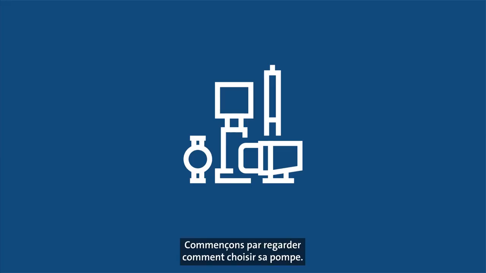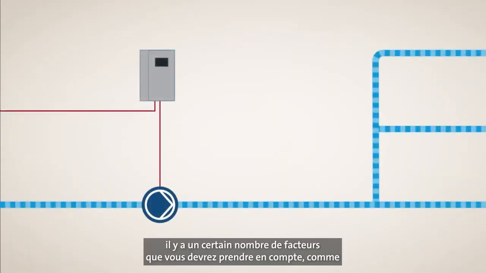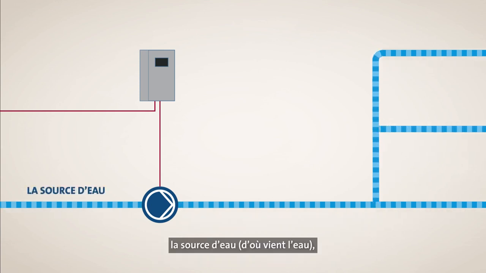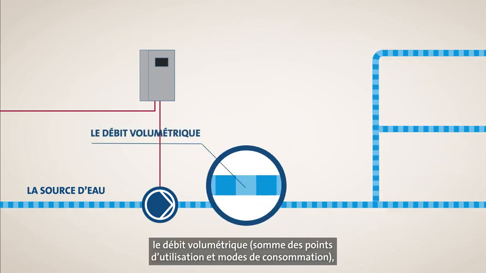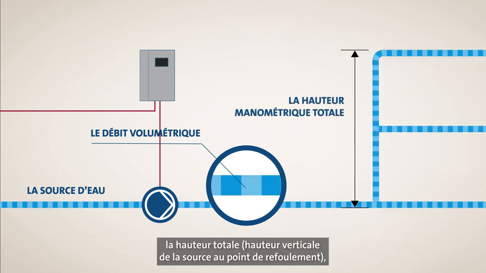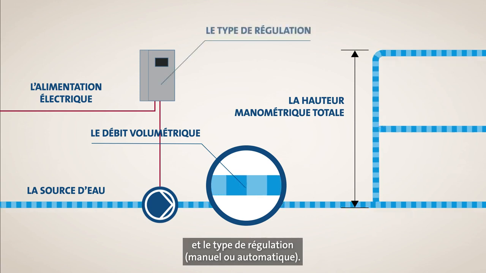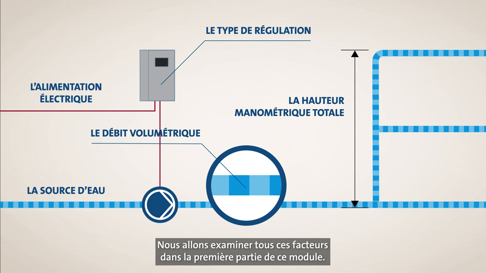Let's start by taking a look at the pump selection considerations. Throughout the pump selection process, there are a number of things you'll have to consider, such as the water source, where the water comes from, the volume flow, the sum of all outlets and consumption patterns, the total head, the vertical height from source to point of discharge, the power supply, what power is available to run the pump, and the control type, is it manual or automatic? We'll take a look at all these factors throughout the first part of this module.